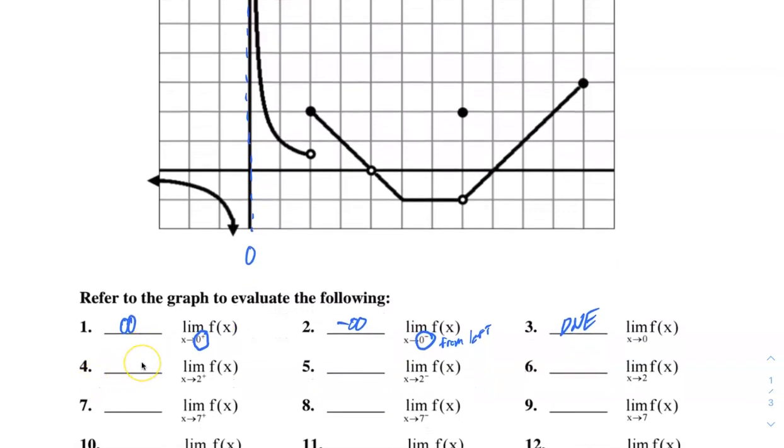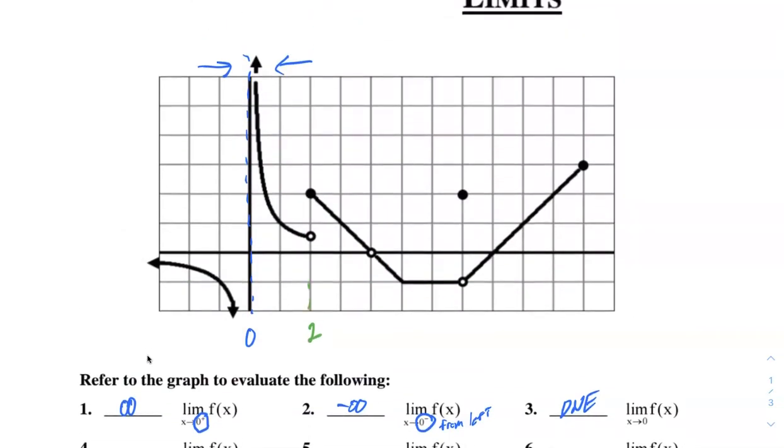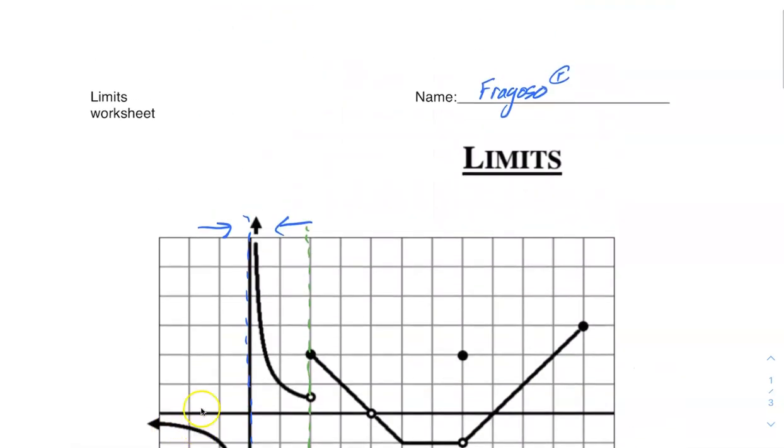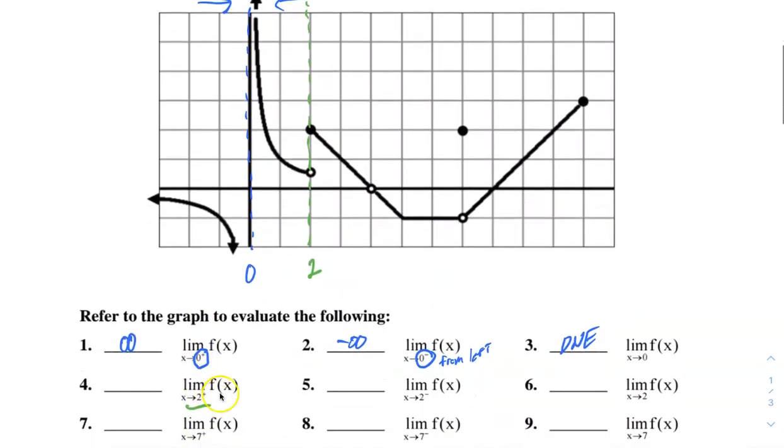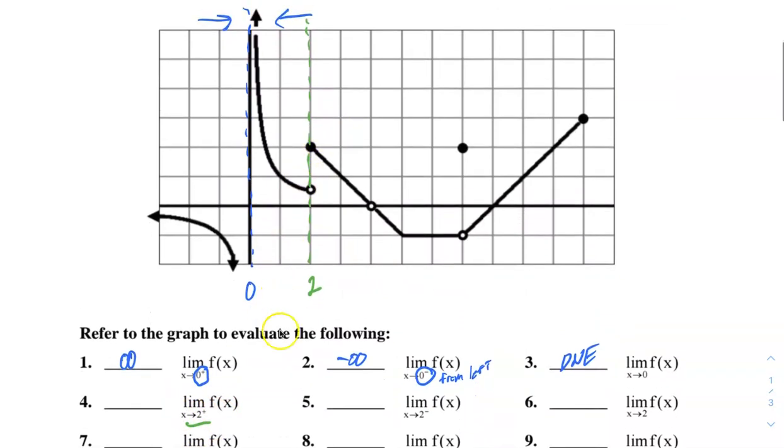Next one, same idea, but as we're getting close to 2. So 2 would be right here. Same idea, I'm going to do a little dotted line so you can see what we're talking about. And then the first one says, oops, sorry, 2 from the right, right? So here's 2, we're coming from the right. So again, I'll go this far, just follow your graph. Where's it going? It's going to about 2.